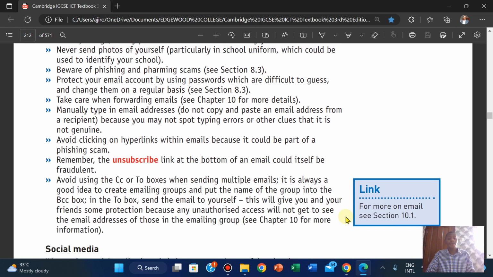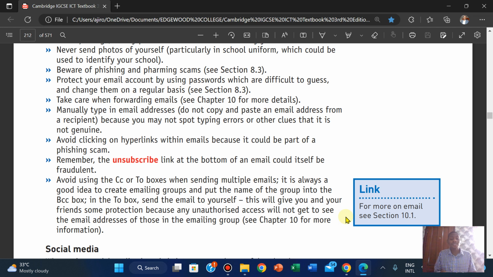Remember, the unsubscribe link at the bottom of an email could itself be fraudulent. So sometimes they tell you to unsubscribe, put in your login details to unsubscribe. Please, unsubscribe links don't ask you to put in your personal email. So check out for that. They tell you to unsubscribe, you put in your username and password to unsubscribe. Please don't do that.